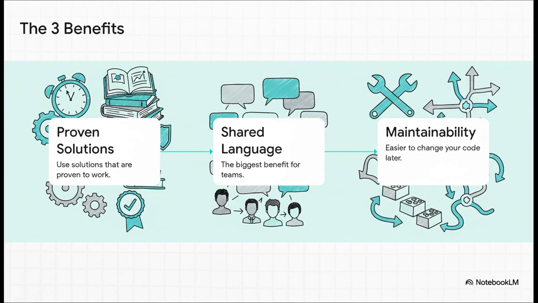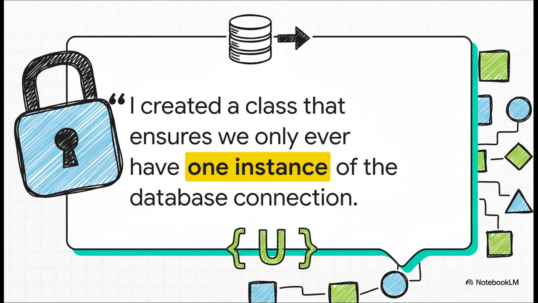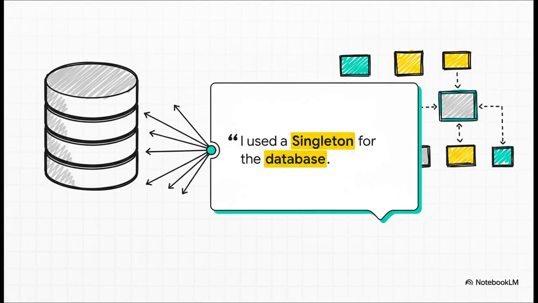Let's zoom in on that shared language idea for a second. Okay, imagine you're explaining your work to a teammate. You could say something like this: I created a class that ensures we only ever have one instance of the database connection. I mean, it gets the point across, but it's a bit of a mouthful, right? Or you could just say this: I used a singleton for the database. Boom, done. In 4 words, any developer who knows their patterns instantly understands the entire structure, the trade-offs, the whole shebang. That's the incredible power of a shared vocabulary.